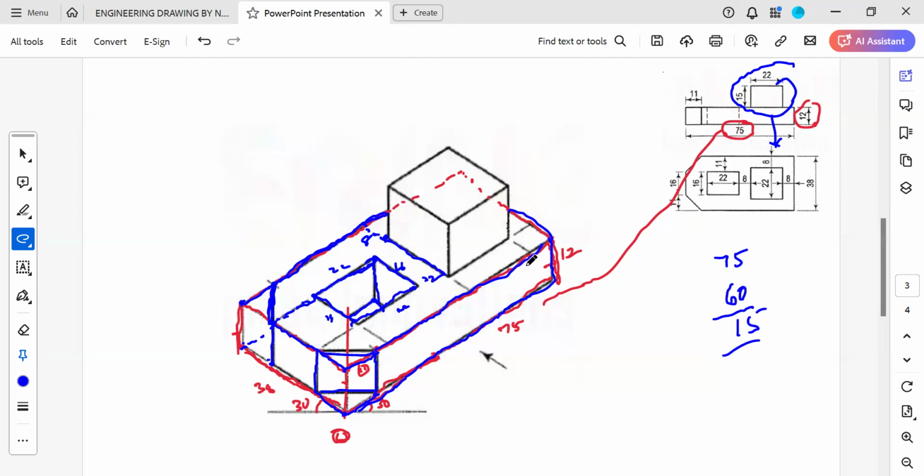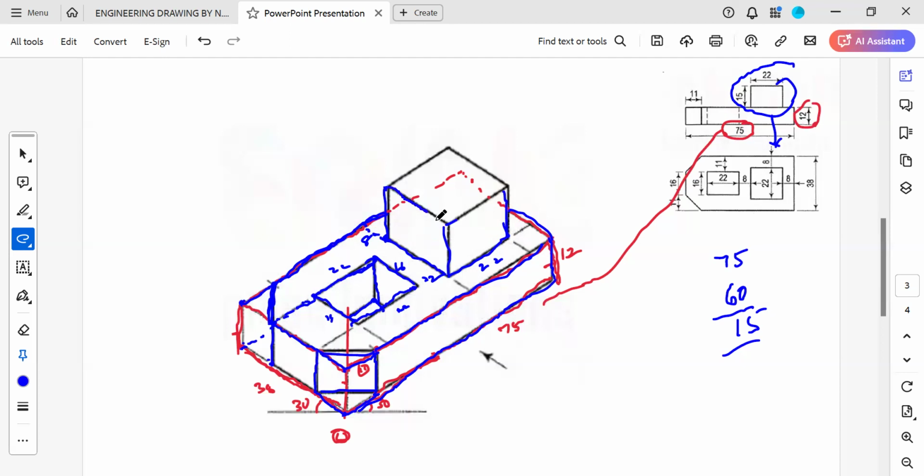Next thing is this one also 22. Width also 22. You measure 22 here. At each corner there is a height of 15. You measure 15 here. You measure here also 22. At this corner you measure 20. What is the height? 15. So join those ends in a sequential order.